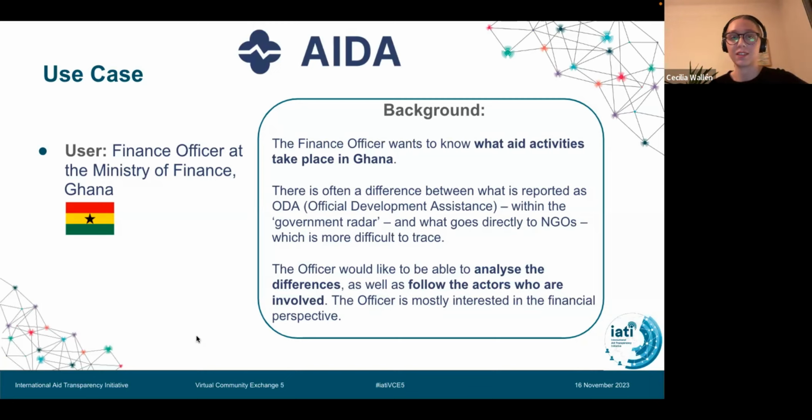This one happened to be active in Ghana. As this person's background, we have an officer who wants to know what aid activities take place in Ghana. The officer would like to be able to analyze differences as well as follow the actors who are involved, mostly from the financial perspective. If you move on to the next slide, please.